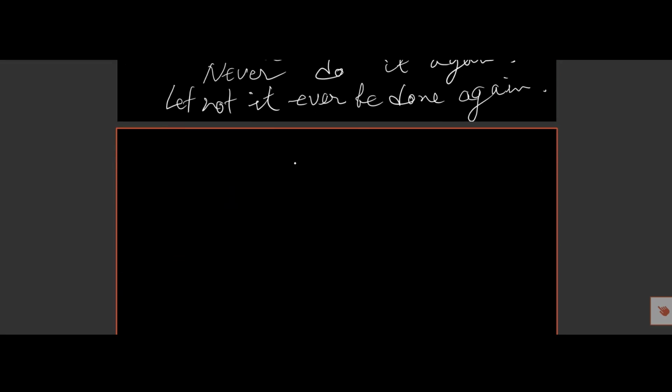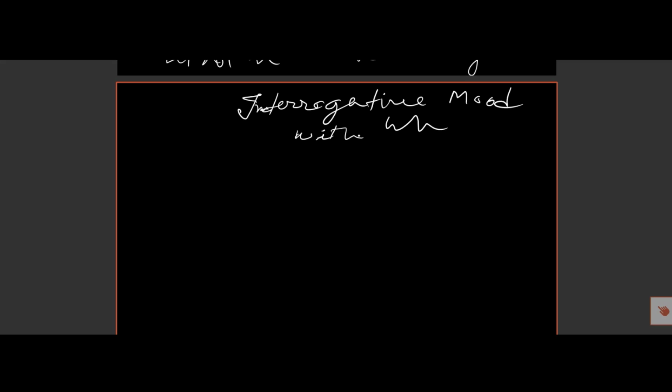Let's see some structures of the interrogative form. If the sentence is in the interrogative mood with WH words, we must know it is a WH question, and this is active voice.